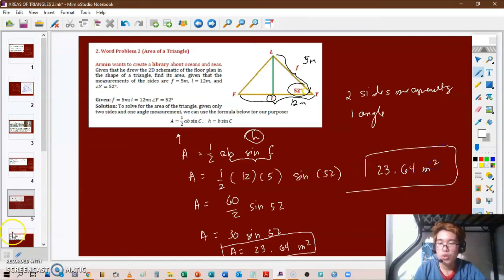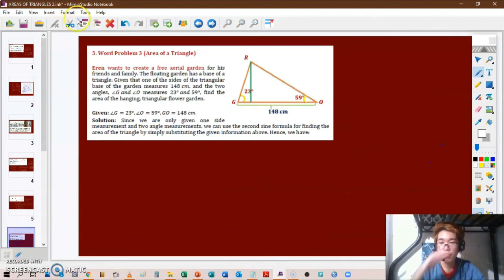Okay, let's try the third problem. Aaron wants to create a floating aerial garden for his friends and family. The floating garden has the base of a triangle. Given that one of the sides of the triangular base of the garden measures 148 centimeters and the two angles, angle G and O, measure 23 and 59 degrees, find the area of the hanging triangular flower garden.